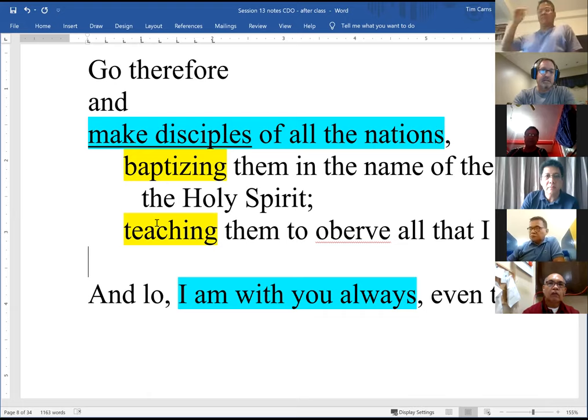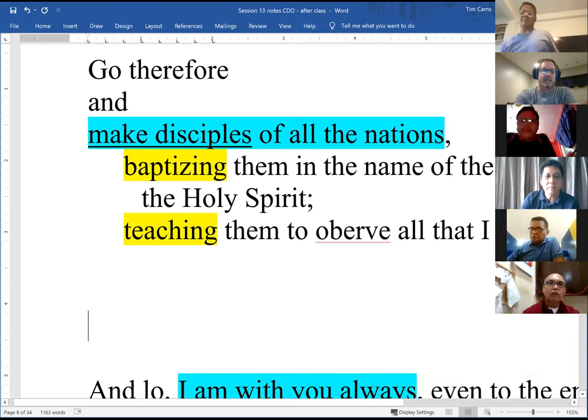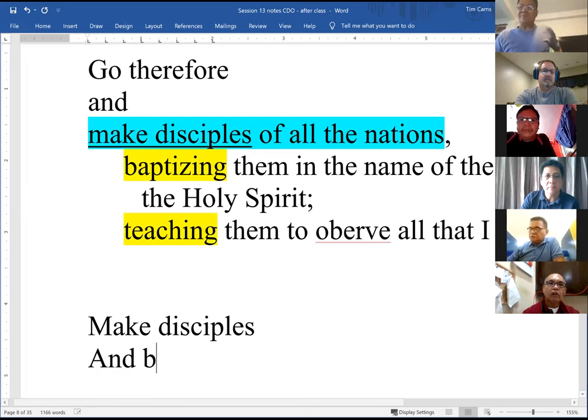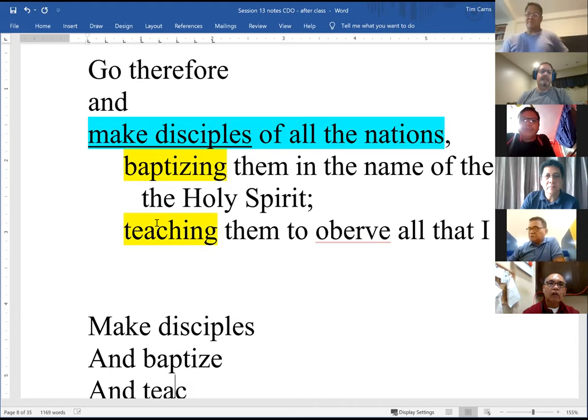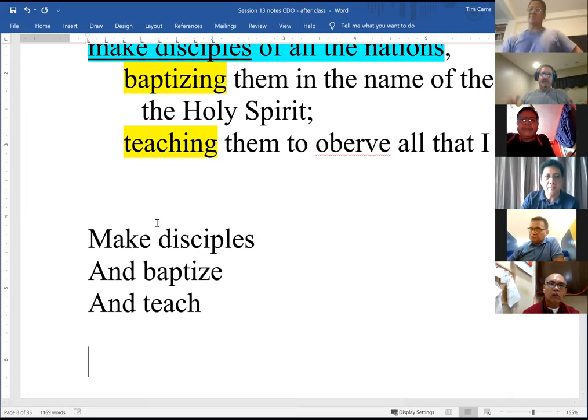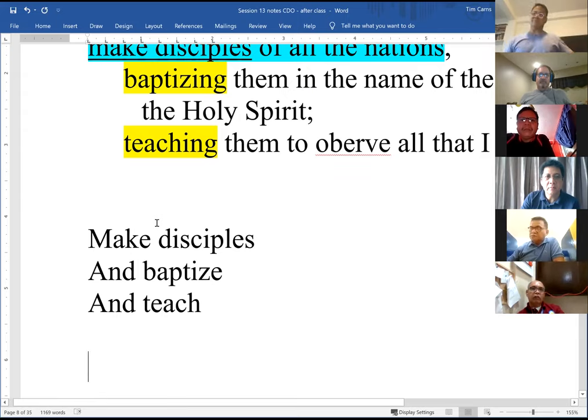Now, if Jesus had said this, make disciples and baptize and teach, guess what? Those are three equal actions now. Baptize and teach are as important as make disciples because of the grammar. Because he used the word and, baptize and teach are main verbs now.